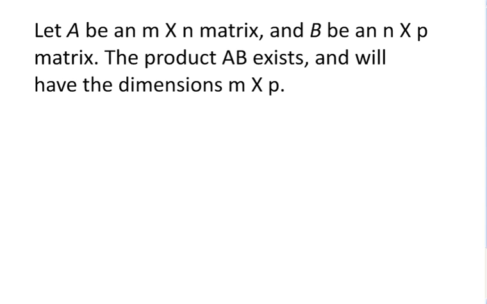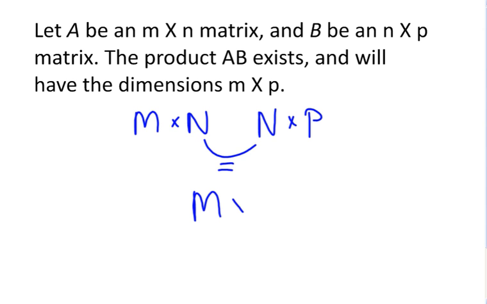Okay, so let A be an M by N matrix and B be an N by P matrix. The product AB exists and will have dimensions M by P. So if we have an M by N matrix and we want to multiply by a second matrix, N by P, we take a look at the middle two. They are equal, so now we can multiply them, and the resulting matrix will be M rows by P columns.